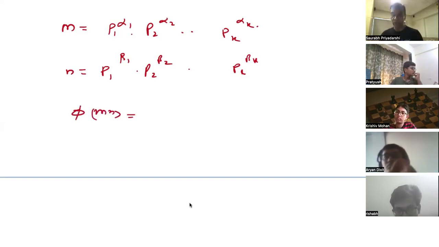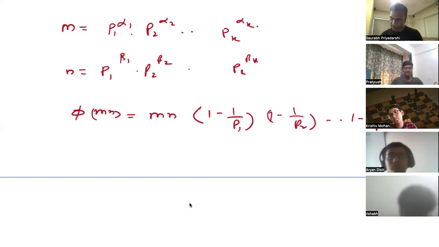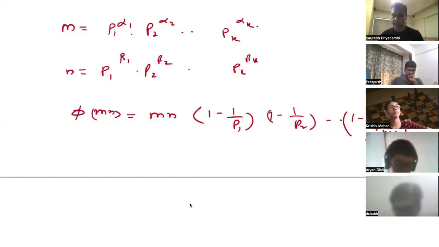So we know the formula, this is the formula. Phi mn is nothing but mn times 1 minus 1 by p1, 1 minus 1 by p2, and so on up to 1 minus 1 by pk plus l, right? If I say this for all the k plus l factors, this is mn.